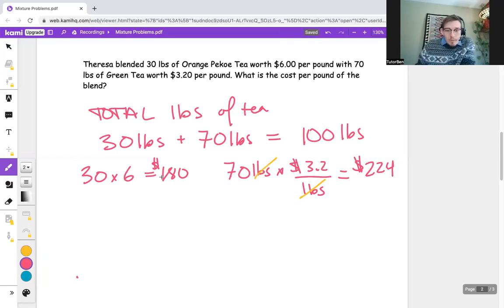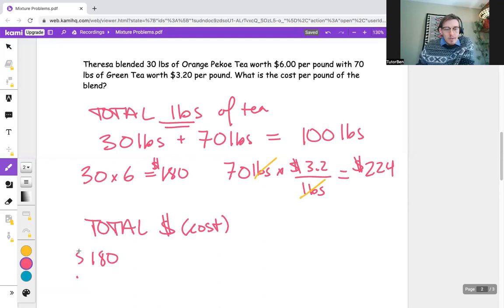So that means the total pounds was 100. Our total cost is these two things added together. So $180 plus $224 comes out to $404.